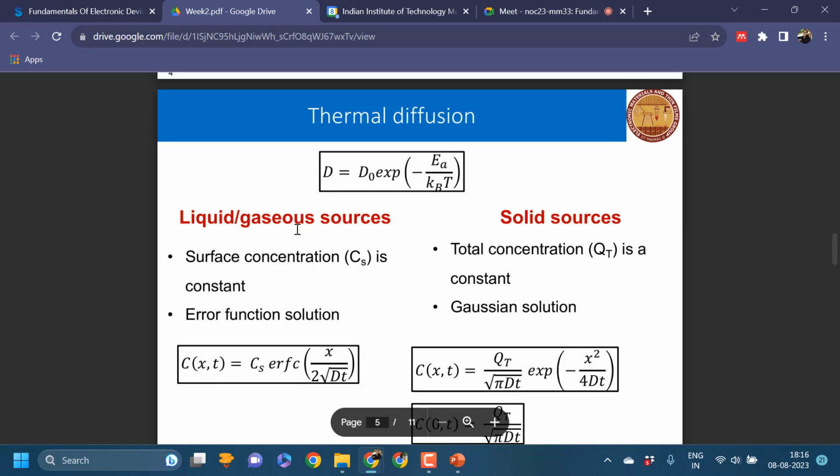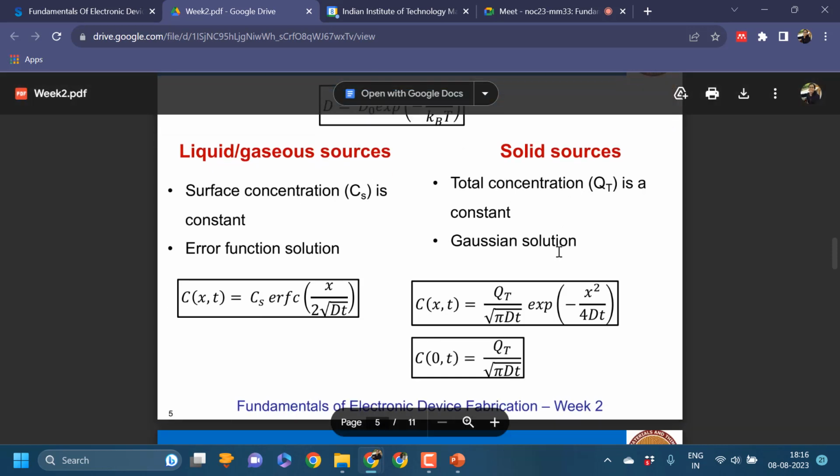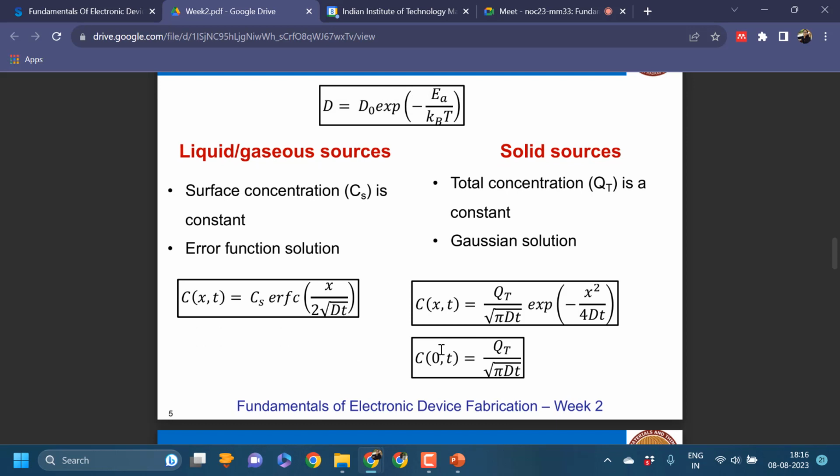Also, in the case of liquid and gaseous sources, the surface concentration will be constant, which is given by Cs. Now, when coming to solid sources, the concentration at the topmost surface at time t will be given by Q(t) by root of pi Dt. Substituting that and using an exponential relation, we get the concentration at a depth of x and at a time t. So it will be following a Gaussian solution.